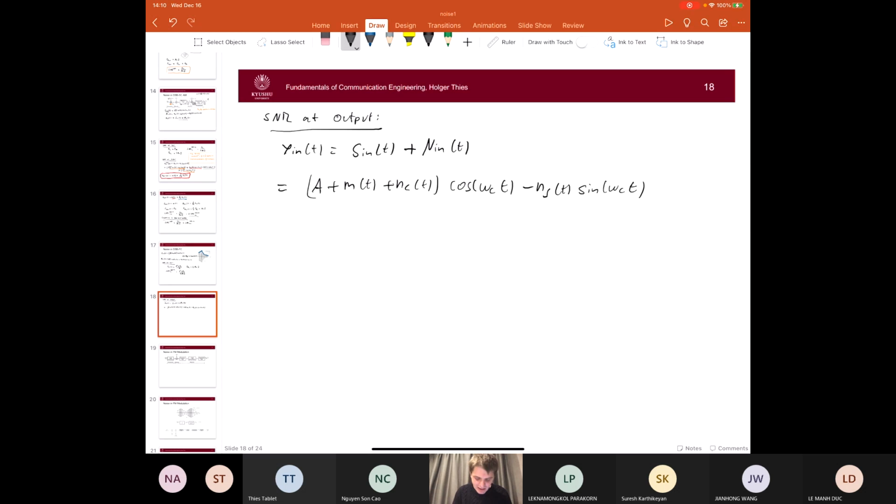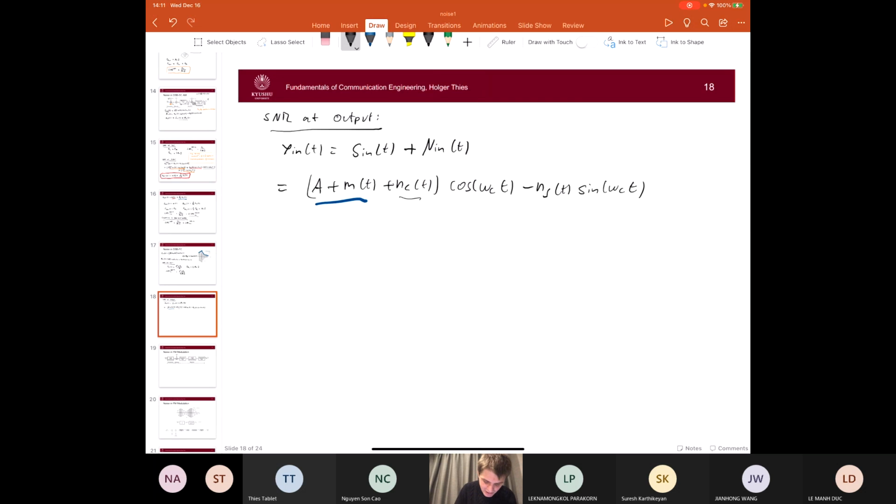So this is just what we get if we add our bandpass white noise to our input signal. The input signal was just A plus m of t times cosine omega c t, and the noise that we get was nc cosine omega c t minus ns sine omega c t, right? And what our envelope detector will output is the peaks of this sinusoidal wave.